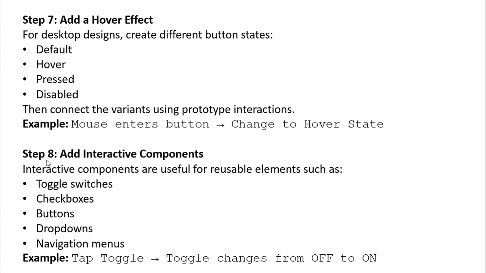Step 8 is to add interactive components. Interactive components are useful for reusable elements such as toggle switches, checkboxes, buttons, drop-downs, and navigation menus. For example, tap the toggle to change it from off to on.